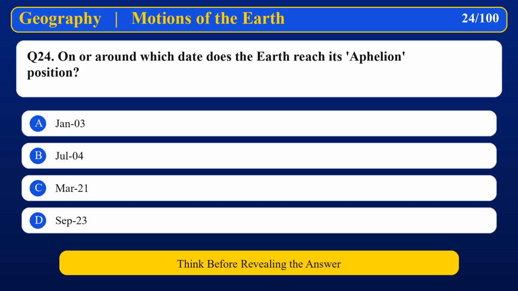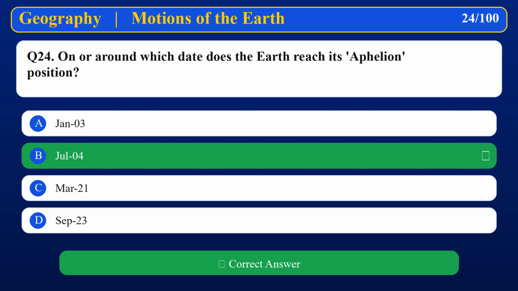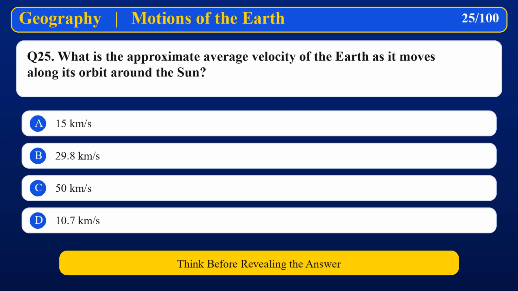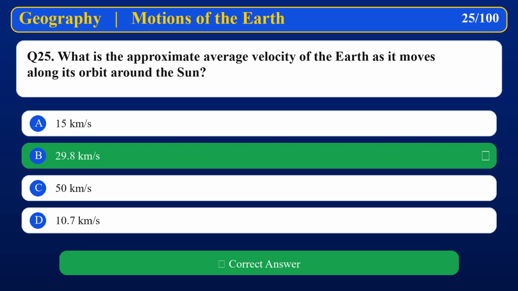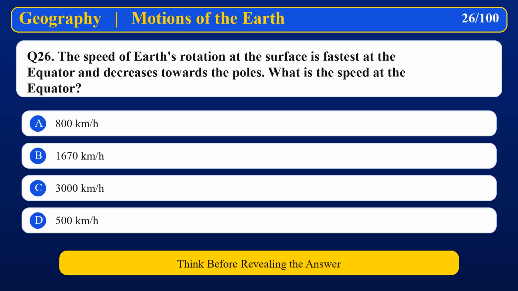On or around which date does the Earth reach its aphelion position? July 04. What is the approximate average velocity of the Earth as it moves along its orbit around the Sun? 29.8 kilometers per second. The speed of Earth's rotation at the surface is fastest at the equator and decreases towards the poles. What is the speed at the equator?